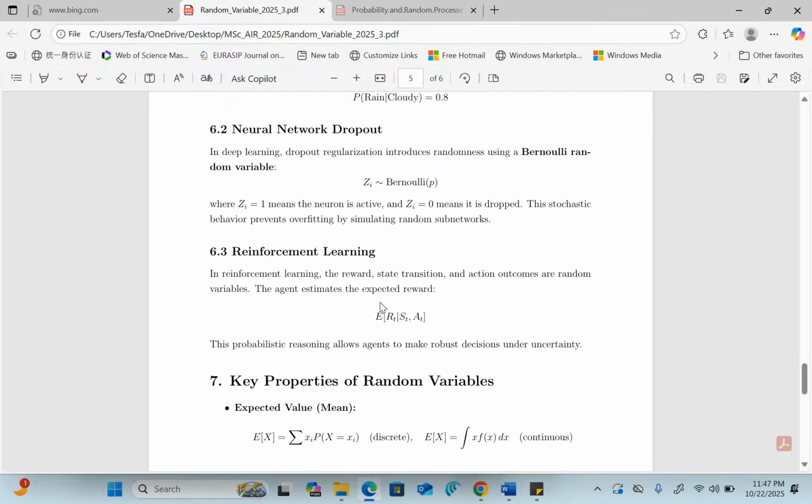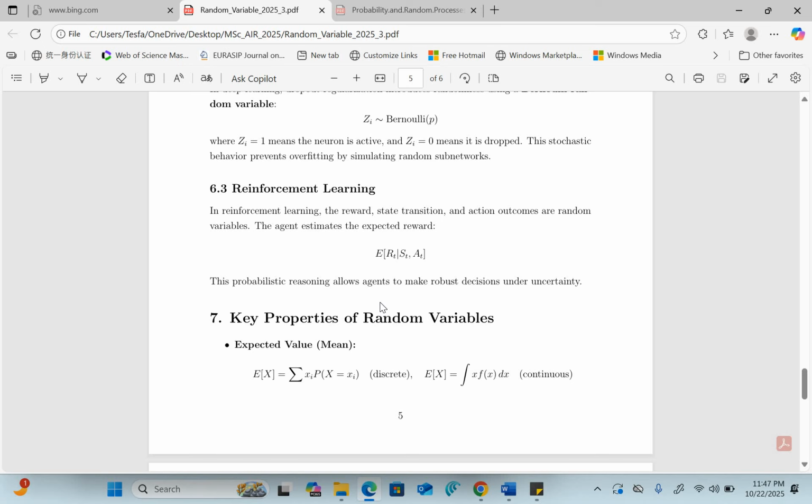Another is reinforcement learning. In this case, in reinforcement learning, there are three main variables: the reward, the state transition, and action outcomes. So the agent estimates the expected reward, E of R_t given S_t, A_t, meaning that given these two, the state and the action, there will be a dependence on R. So that is the reason why this is also considered a random process in its nature. This probabilistic reasoning allows agents to make robust decisions under uncertainty.